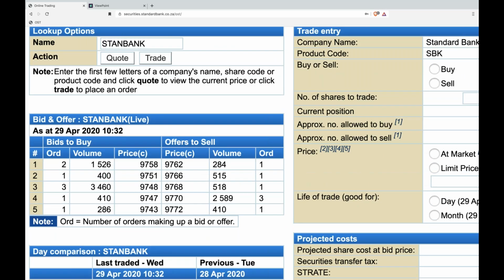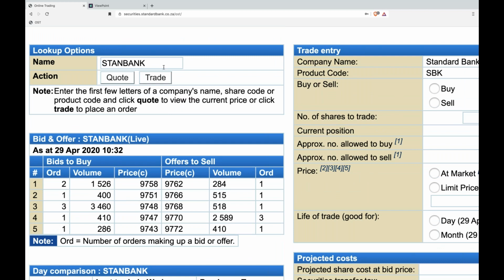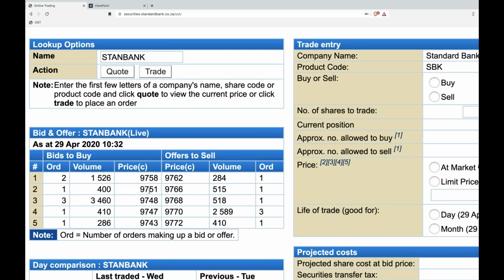On the left-hand side, it's confirming that we're looking at Standard Bank, the listed equity on the JSE. Below that is showing me the current bids and offers on Standard Bank. Important, it shows you 5 deep. So it shows you the 5 best buy prices and the 5 best sell prices. If you look at the sells at 97.70, you'll see under ord it says 3. What that tells you is how many orders make up that volume of 2,589 shares for the 97 Rand 70. And in that case, 3.